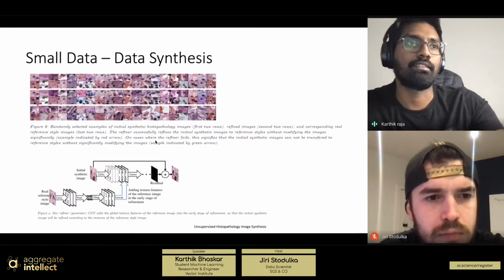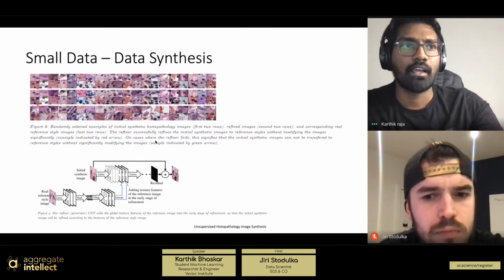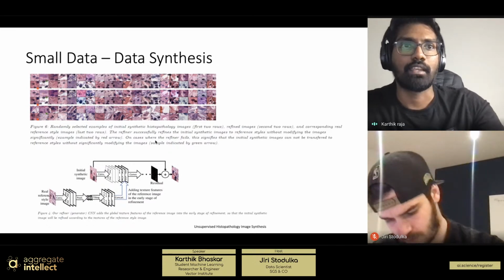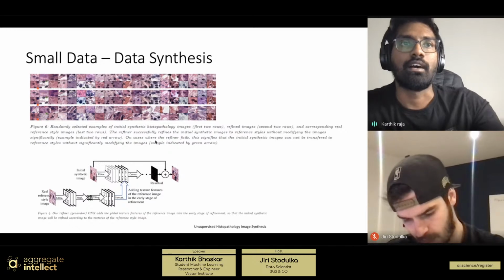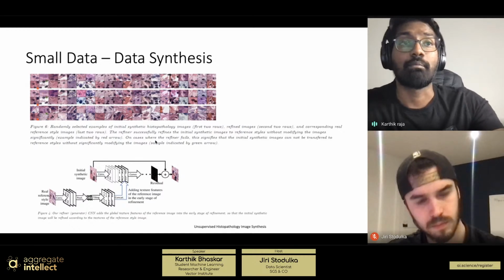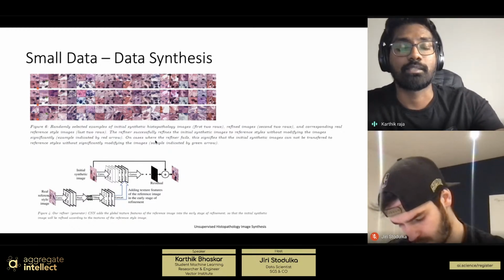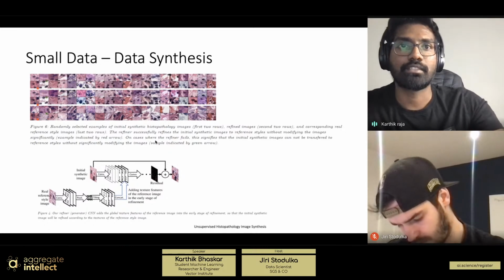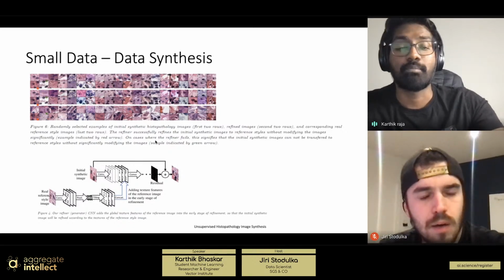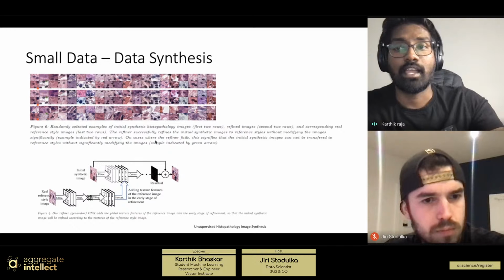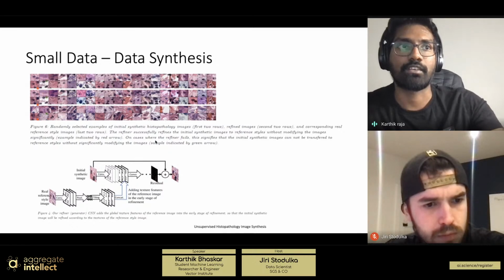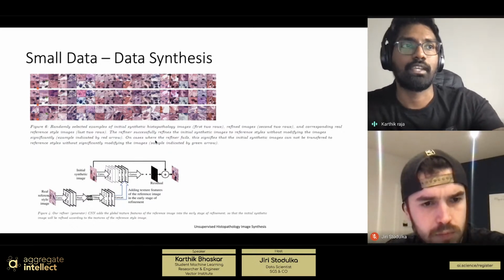The second one is data synthesis. To get more data, we can use synthetic data. For histopathology images, it's rare to get large data sets. Usually we only have thousands, or maybe 500 images. But to get more histopathology images, this particular paper uses GANs to synthesize new data, and using this synthetic data, the paper achieves state-of-the-art results. We can also use techniques like domain randomization to create more synthetic data.